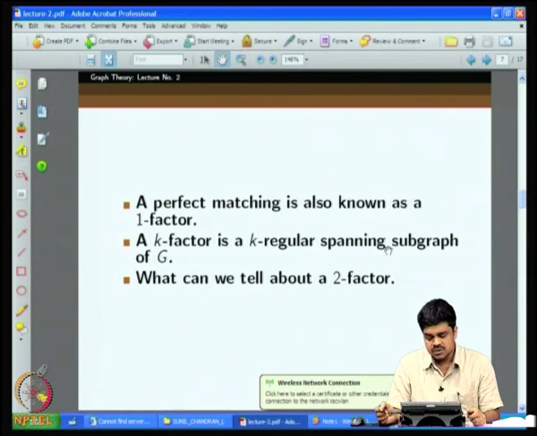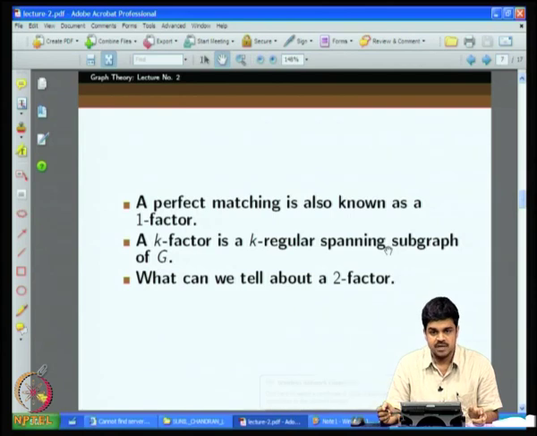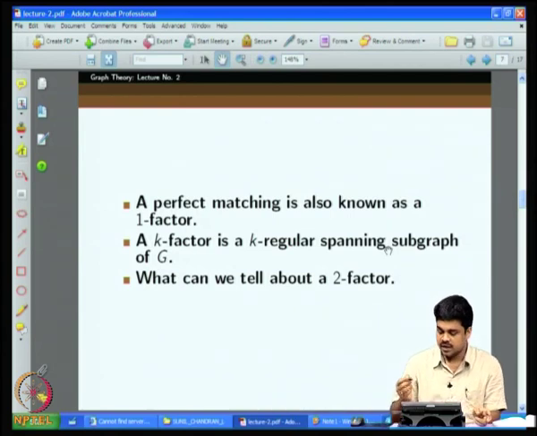And now, suppose the vertex set of the subgraph is the same as the vertex set of the original graph. That means we do not lose any vertices from the original graph when we consider the subgraph. Then it is called a spanning subgraph, it spans all the vertices. And if it so happens that our subgraph is not only a spanning subgraph, but it is also k regular, then it is called a k factor.